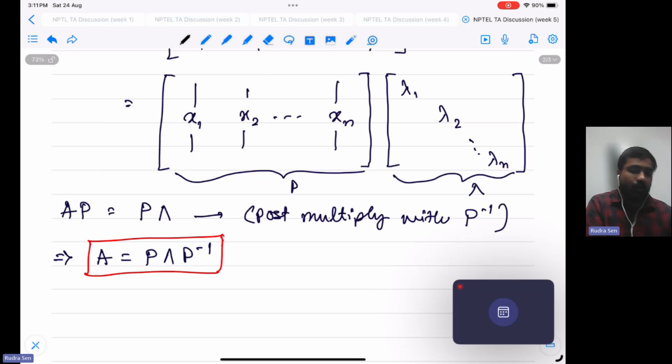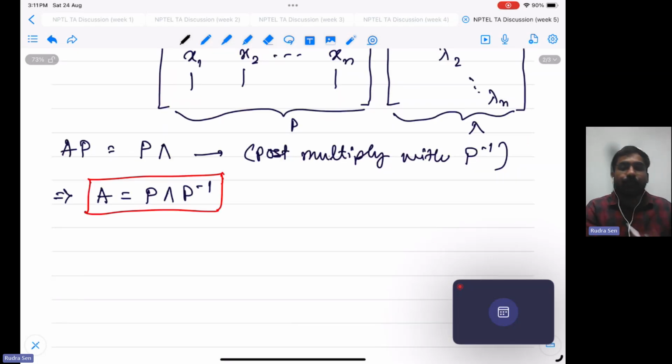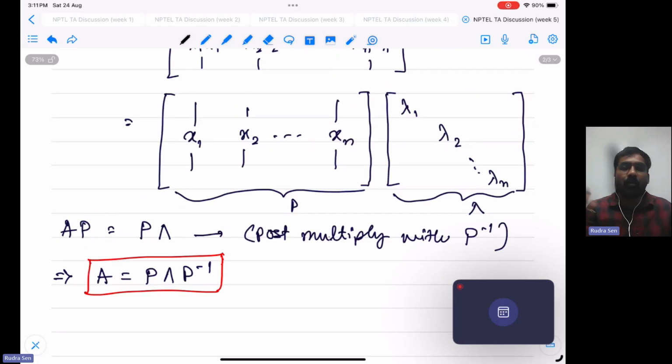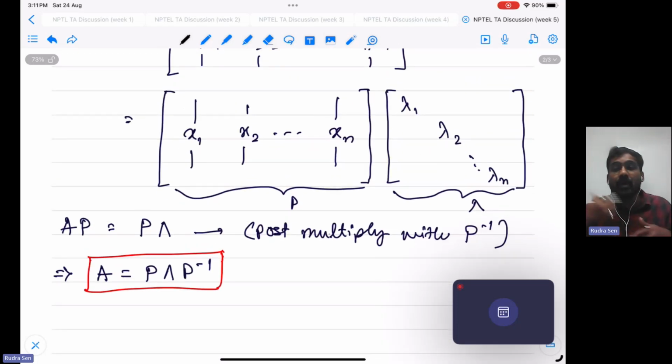So this P inverse is always possible if the eigenvectors, that is, the columns of the matrix P, are distinct in nature, like if the eigenvalues are distinct. For distinct eigenvalues we definitely have distinct eigenvectors. For distinct eigenvalues we never get a similar eigenvector. So because of this distinct nature of the eigenvectors, P is invertible and we get the P inverse.